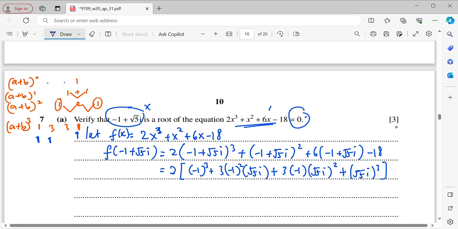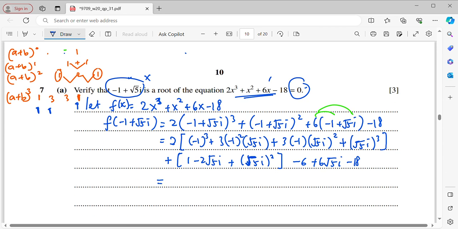And then for the next one, which is quadratic expansion, I will be getting 1, minus 1 squared is 1. Then minus 2 square root 5i. Then plus square root 5i squared. Okay. And then the next one is just expansion. So here is going to be minus 6 plus 6 square root 5i. Then minus 18.